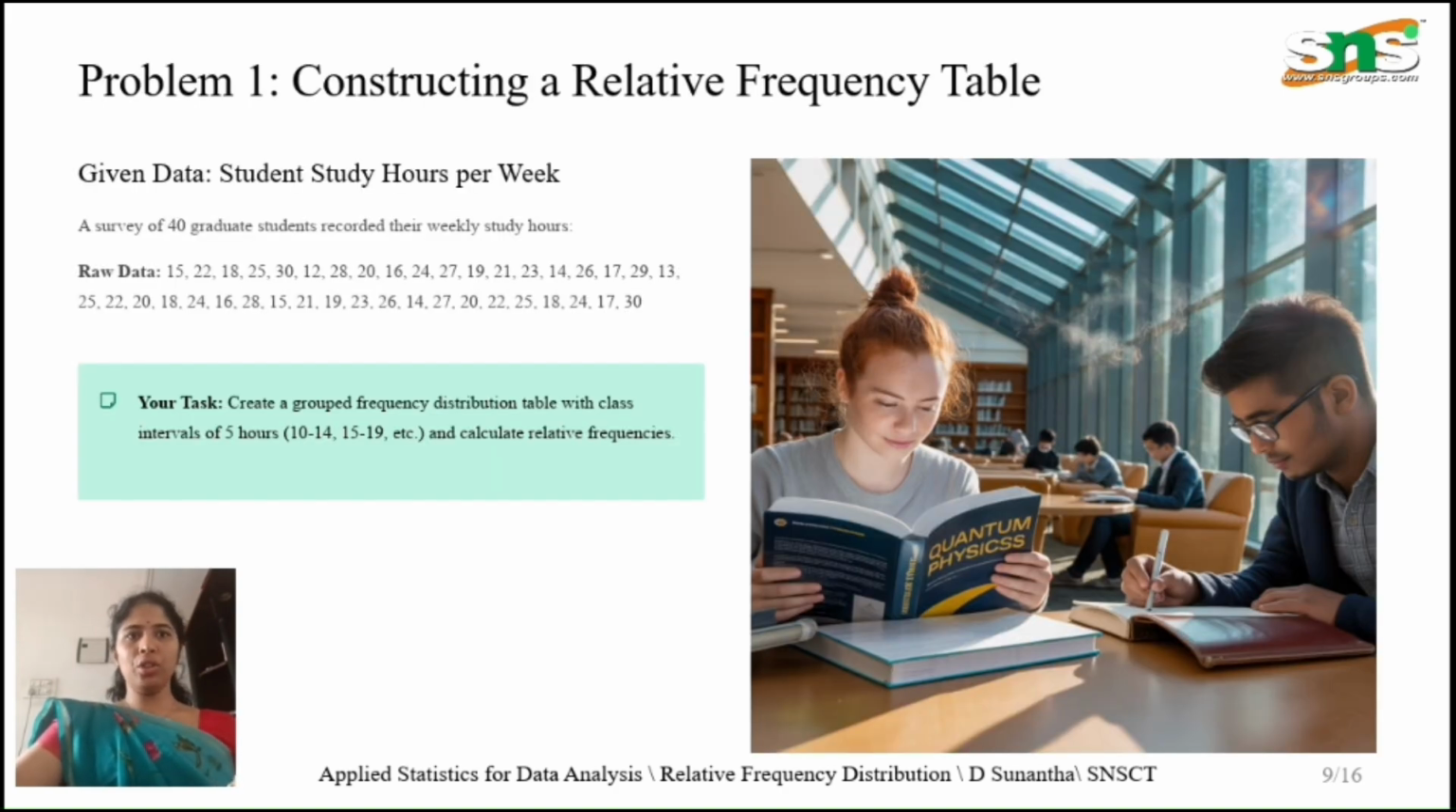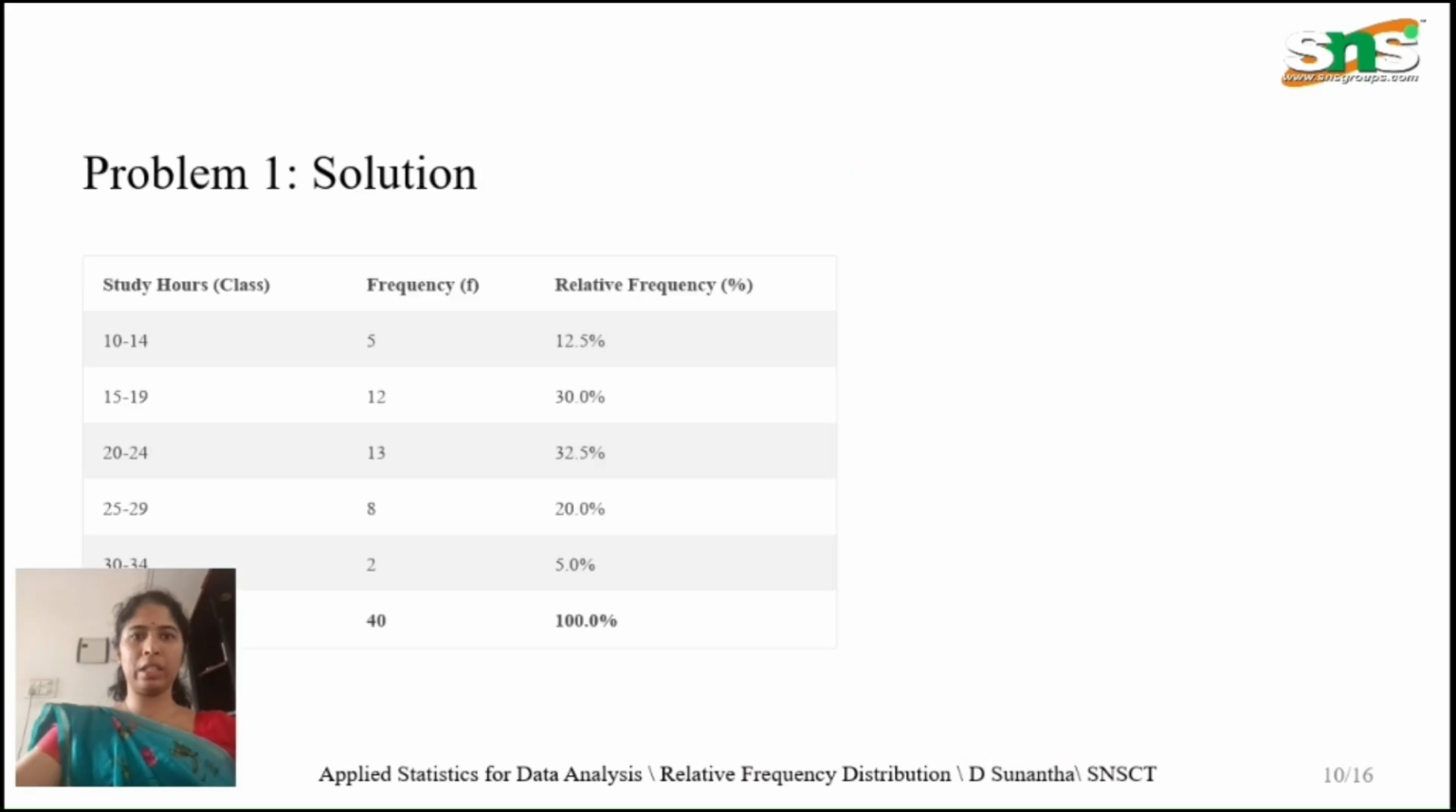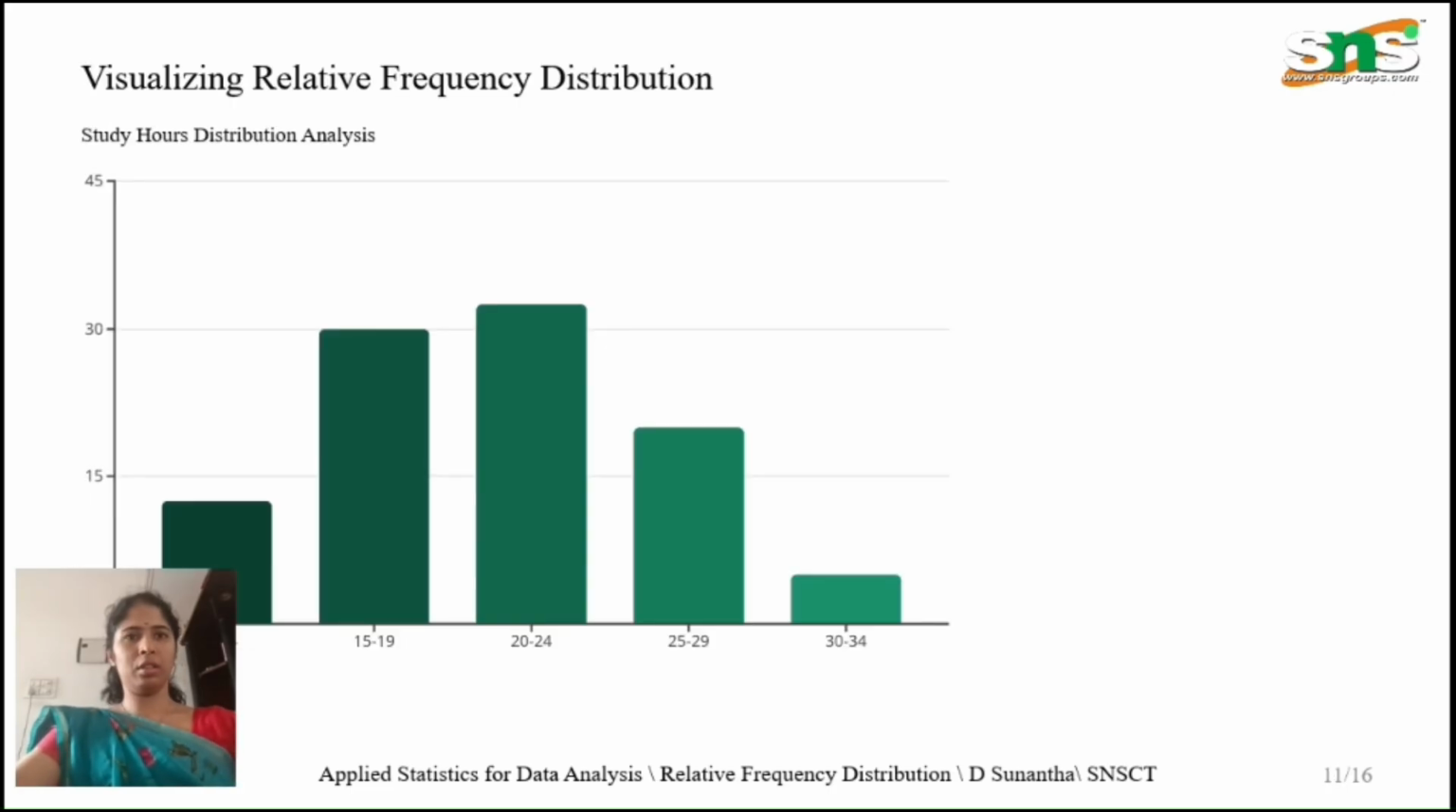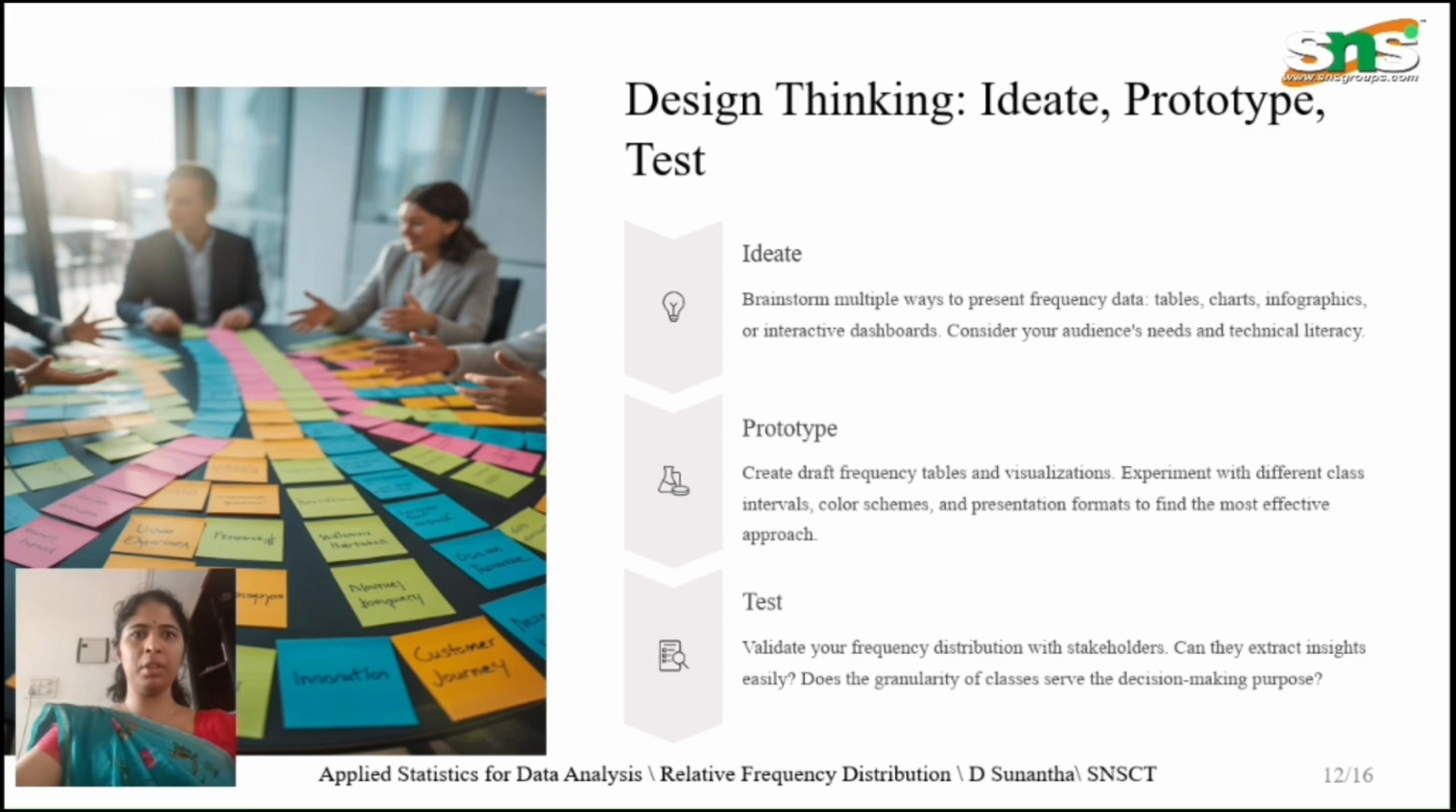Here is the construction of a relative frequency table, in which we are given the weekly study hours of 40 graduates. From this we can first group this into study hours, next frequencies, and next relative frequencies are calculated for the same. Next will be the visual representation of the same.